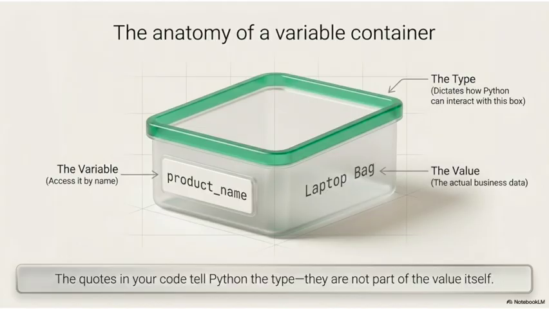Here we have a container labeled product name, and inside of it the value, laptop bag. Notice the diagram identifies 3 distinct parts. The variable name on the left, that's how you access it in your code. The value on the right, that's the actual business data being stored. And the type, which tells Python how to interact with this box. The quotes around laptop bag aren't decoration. They signal to Python that this is text. The quotes define the type. Remove them and Python would look for a variable named laptop, not a string. That distinction matters more than it might seem right now.